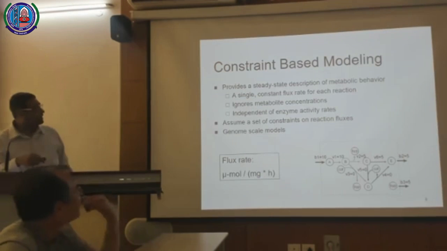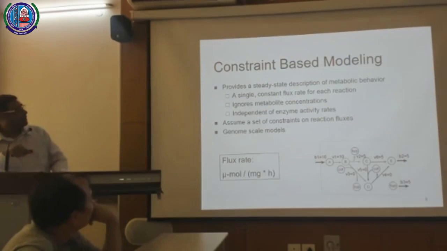So how does it have to be done? It provides a steady-state description of metabolic behavior, a single constant flux rate for each reaction. It also denotes the metabolite concentration. It is independent of enzyme activity rates. It assumes a set of constraints on a reaction flux, and it also has components of a genome scale model.